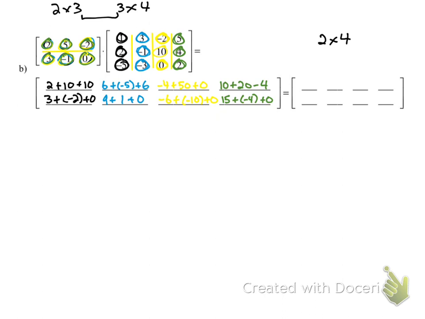So I'll add them up, and I'll have 22, 7, 46, 26, 1, 10, -16, and 11. Yep. Rows by columns.